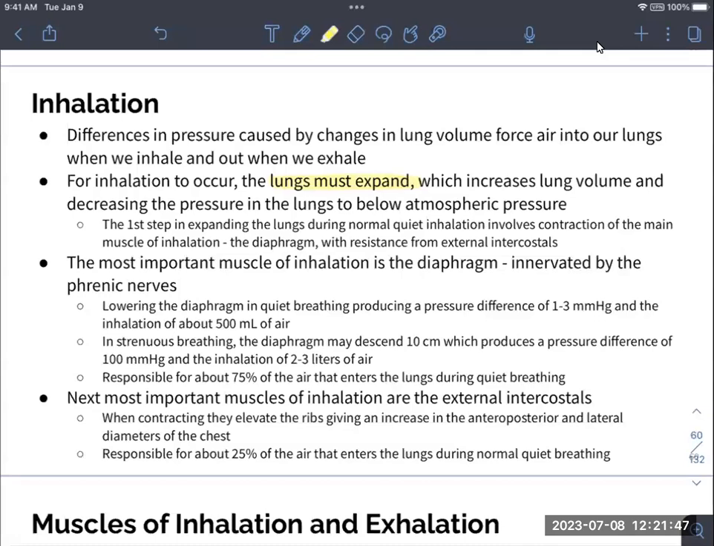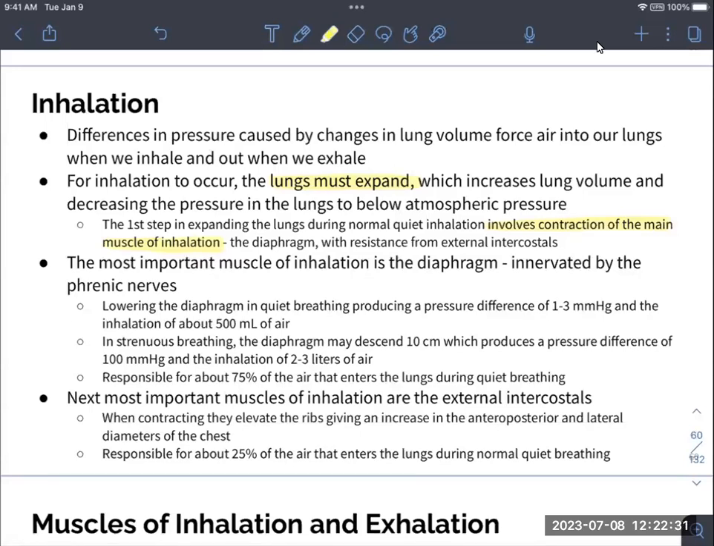So during normal, quiet breathing, which is what you should be doing right now, unless you're listening to this while you're running, those main muscles of inhalation, that diaphragm and those external intercostals, they contract. The diaphragm contracts as it moves down. The intercostals contract, which lift that rib cage, which is going to cause those lungs to expand. That is what causes air to start traveling into our lungs.